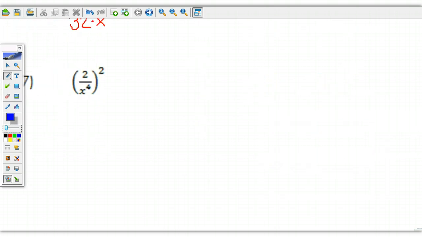Last one for this section, we have 2 over x to the fourth all squared. And this one we're going to distribute to the 2 and the x to the fourth, to the numerator and denominator. So we get 2 squared over x to the 8th power there. And that's the multiplication rule, 4 times 2. Only thing to simplify this we have to do is 2 squared is 4. So it's 4 over x to the 8th power.